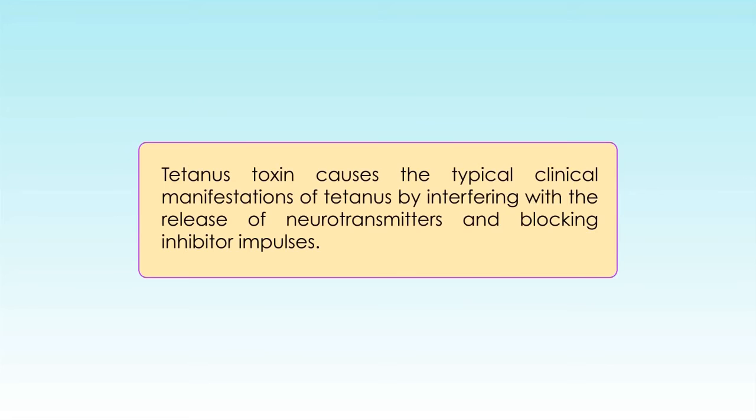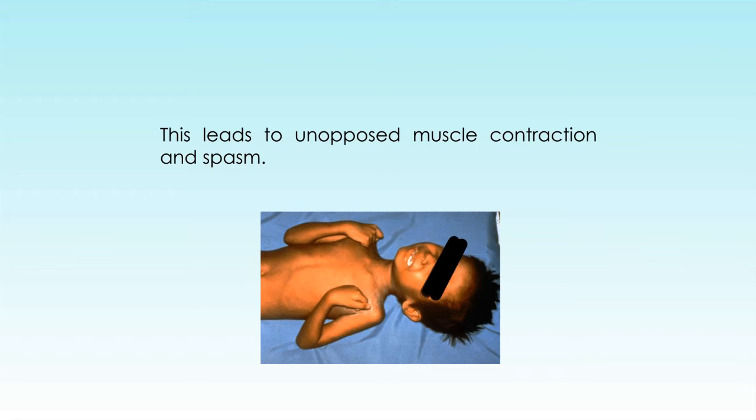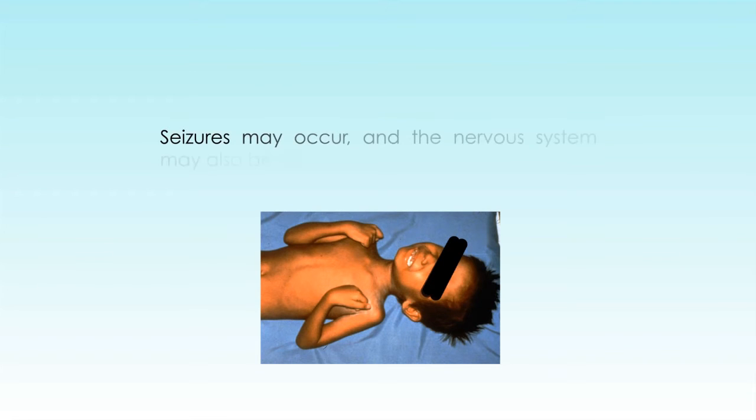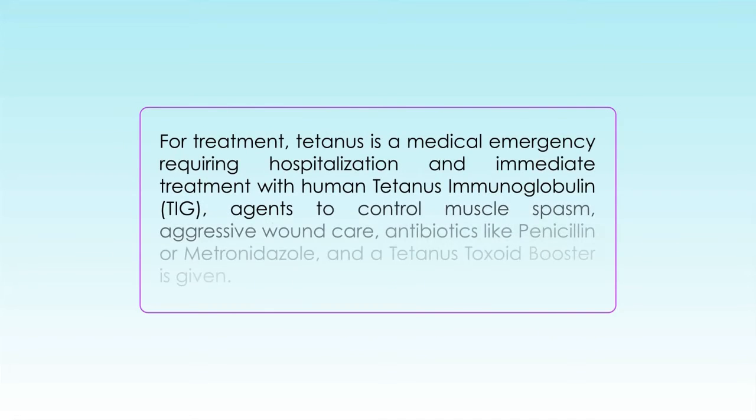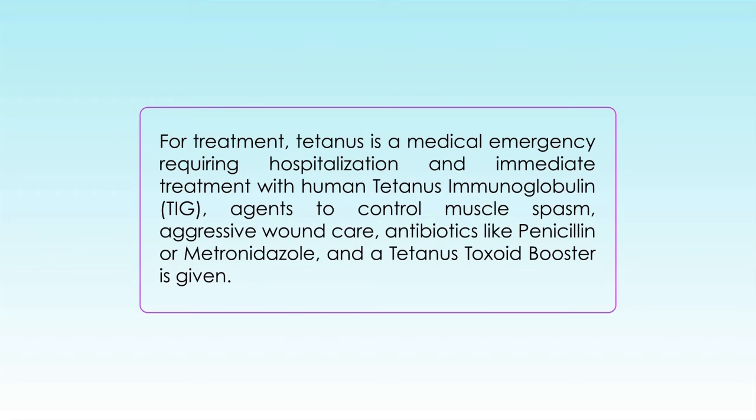So this tetanus toxin causes the typical clinical manifestation of tetanus by interfering with the release of neurotransmitters and blocking inhibitory impulses. And this leads to unopposed muscle contraction and spasm. Seizures may occur and the nervous system may also be affected. For treatment, tetanus is a medical emergency requiring hospitalization and immediate treatment with human tetanus immunoglobulin, agents to control muscle spasm, aggressive wound care, antibiotics like penicillin or metronidazole, and a tetanus toxoid booster is given.